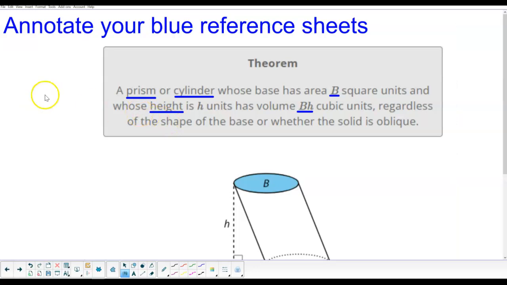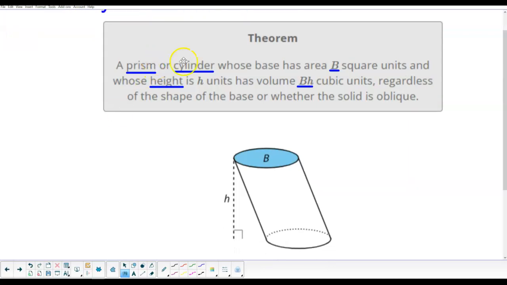All right, we're going to add this to your blue sheet. This is our last theorem for the day. It says, a prism or a cylinder whose base has the area of B square units and whose height is h units has a volume of area of the base times the height, cubic units, regardless of the shape of the base or whether the solid is right or oblique. So as long as you know the area of the base is consistent throughout and you know the height, you can calculate the volume.